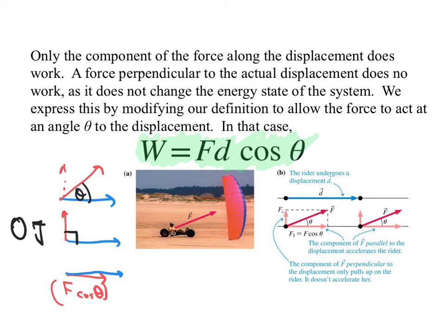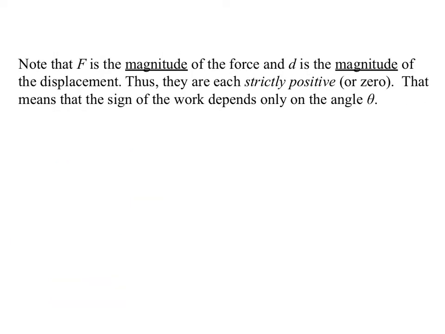You could think of this, and it would not be crazy, as F cosine theta times d. But that's awkward to keep writing with the parentheses, so we usually write it as Fd cos theta. Note that in this formulation, F is the magnitude of the force and d is the magnitude of the displacement, so they are each strictly positive, or at worst case, 0. That means the sign of the work would depend only on the angle theta.